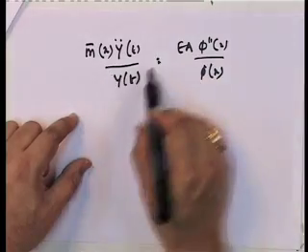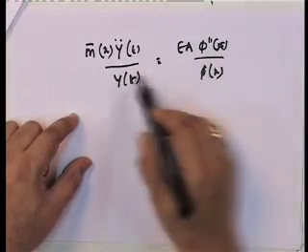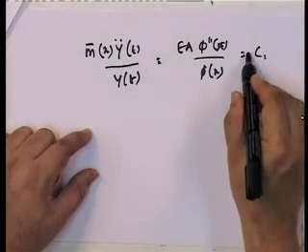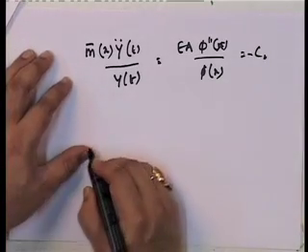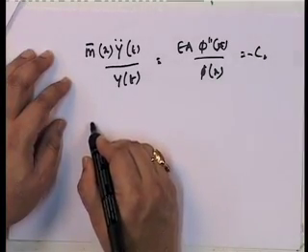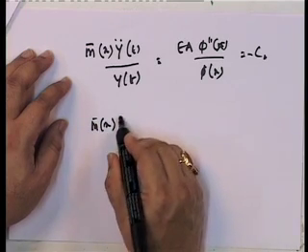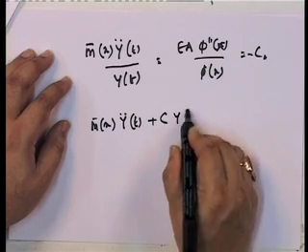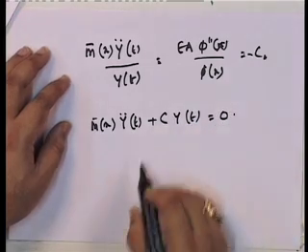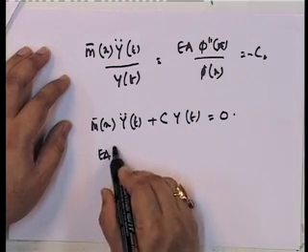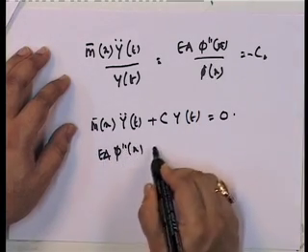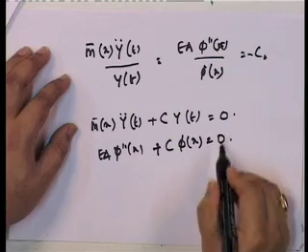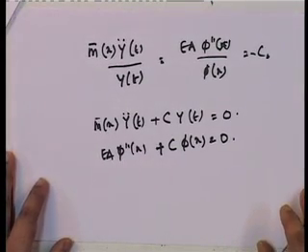And note that if this is equal to this, which is a function only of x, and this is only a function of t, this is c. So, once we have that, I will call that minus c for obvious reasons, and then we get the following equation: m bar x y double dot of t plus c y of t is equal to 0, and the other equation becomes Ea phi double prime plus c phi of x equal to 0. This is what we get.